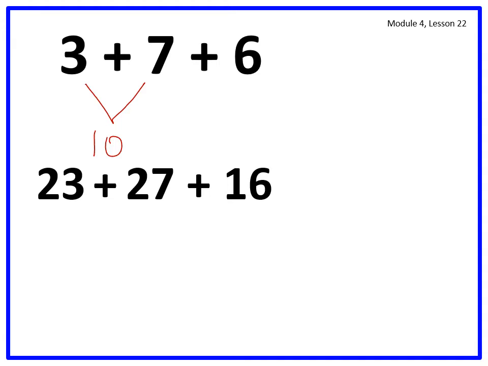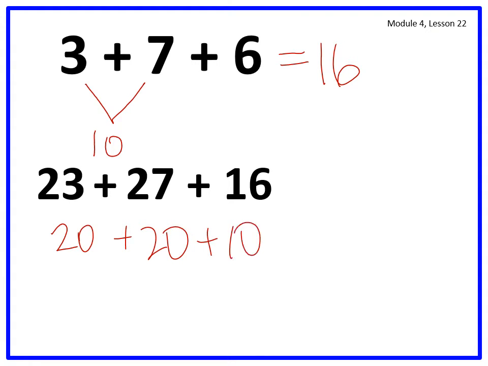What about this problem? 23 plus 27 plus 16. Well, I notice that the ones place is the same for each of the problems, so I know 3 plus 7 plus 6 equals 16. So now I can just look at the tens. So I have 20 plus 20 plus 10.